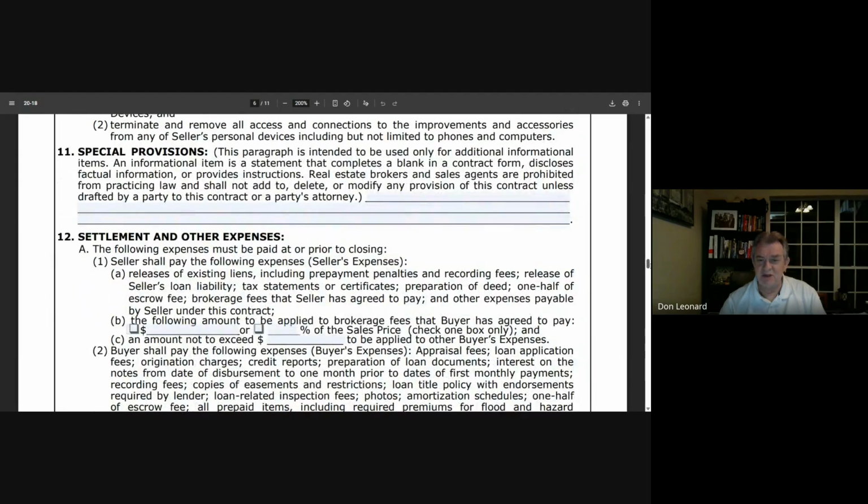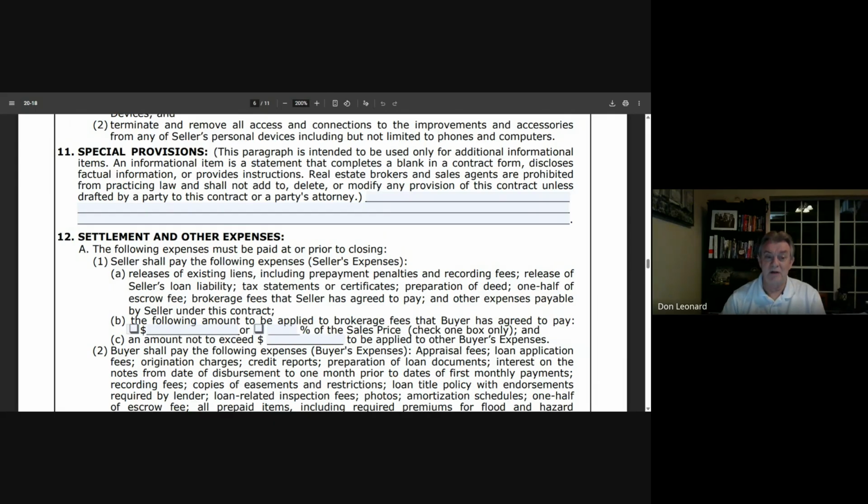Item 11, special provisions. They tell us it's intended only for additional informational items. It has to be something that does not change the terms of the contract. So an informational item is a statement that completes a blank in a contract form. So we can use this for overflow. If whatever it is we have to put in one of these blanks doesn't fit, then we can move it down here. We can put it in here.